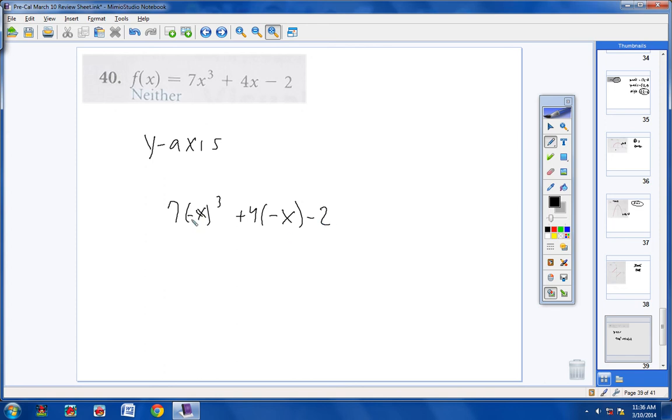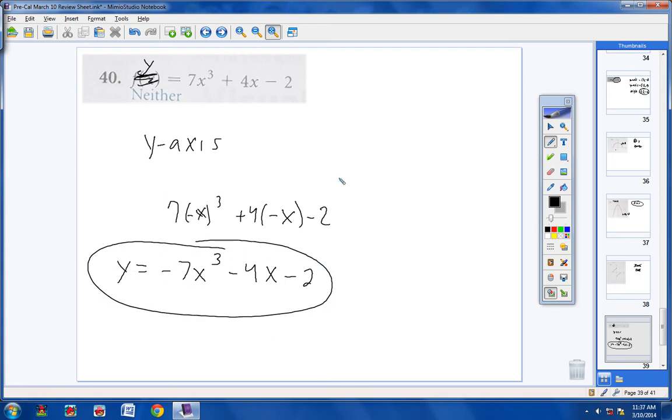Okay, negative x times negative x times negative x is negative x cubed, times 7 is negative 7x cubed, 4 times negative x is negative 4x minus 2 equals, I'm going to go ahead and make this a y just so it's a little easier, y equals, is this exactly like the problem we started off with? No. So we do not have y-axis symmetry, so it is not even.